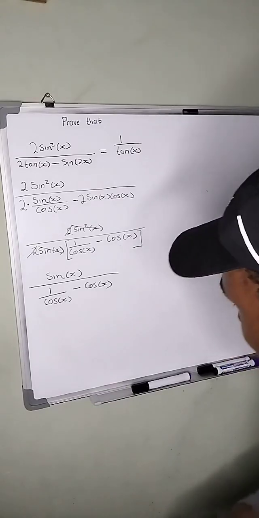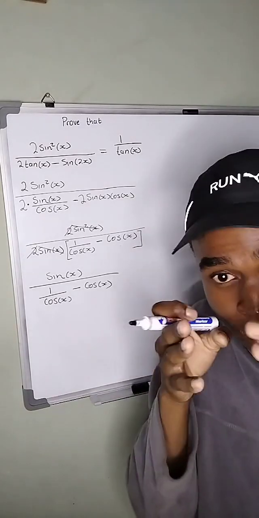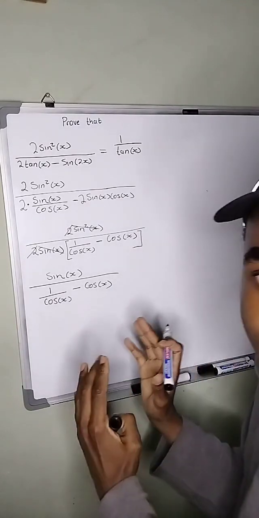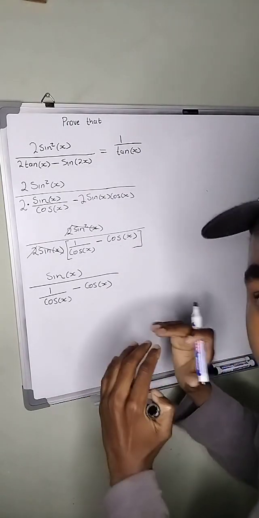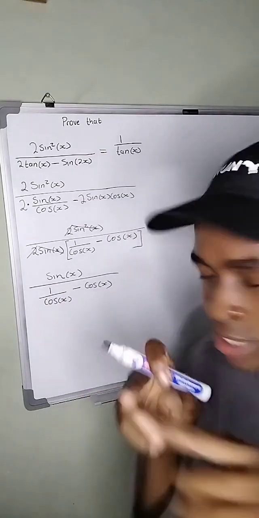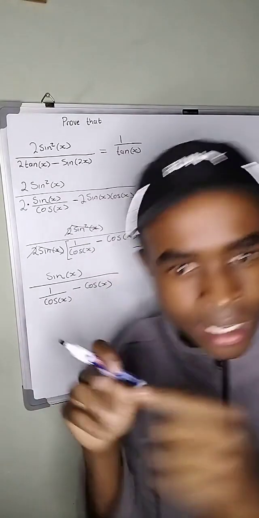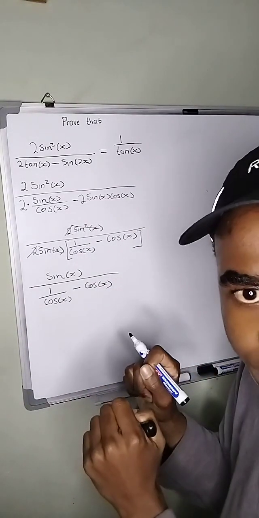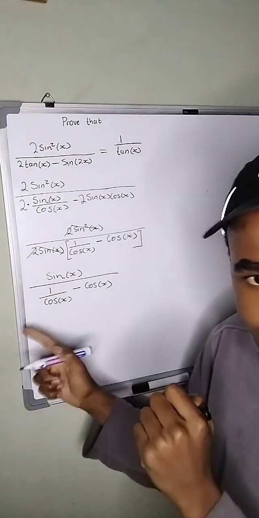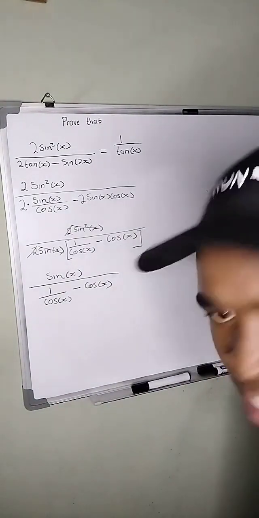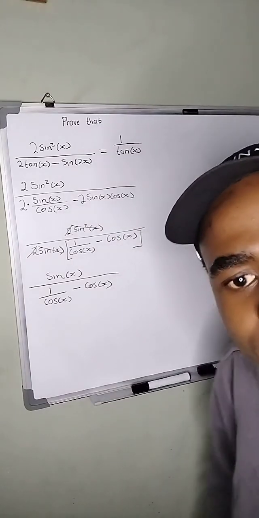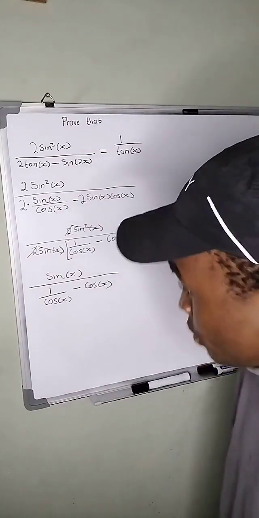So now I'm still focusing on the denominator, guys. My focus is still on the denominator. I didn't shift my eyes from the denominator. I'm still busy with the denominator. So what is it that I have to do on the denominator?